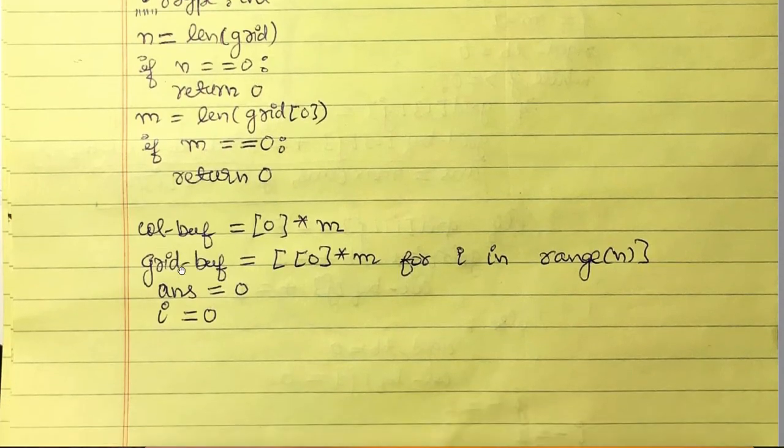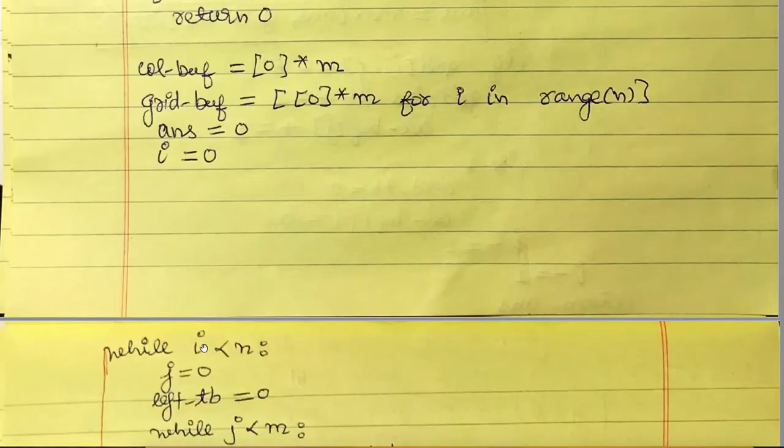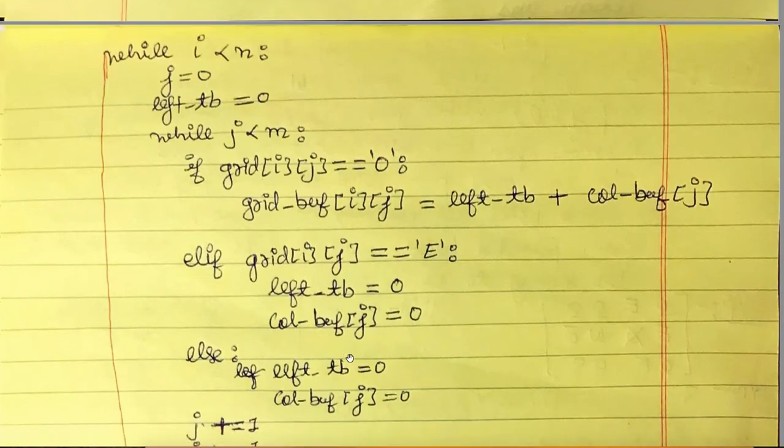So column buffer is 0 into number of columns, okay, and grid buffer is the same size as the given grid, so that is why it is zeros of size number of columns repeated for all the rows, because n is the number of rows. And answer is the maximum number of enemies killed, so we initialize it to 0, and i is the row parameter which we initialize to 0. Now the main code is on this page.